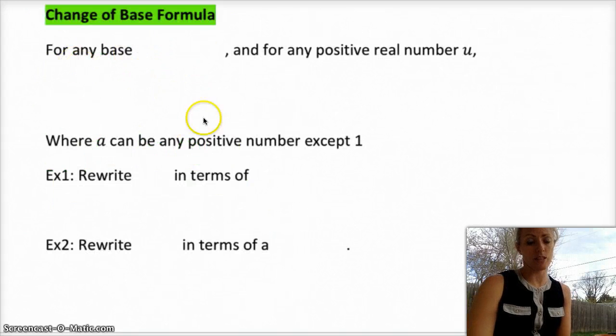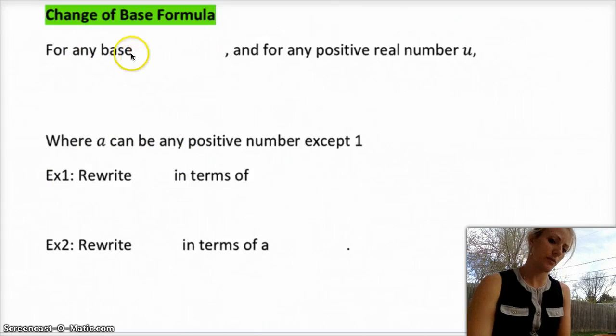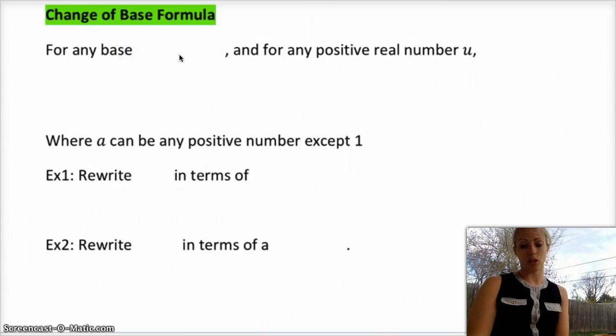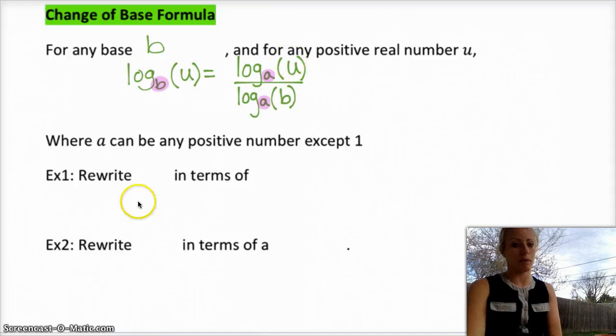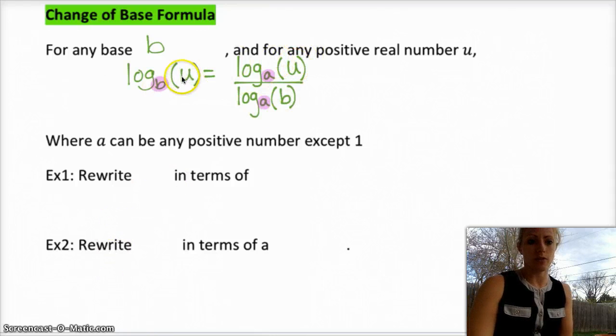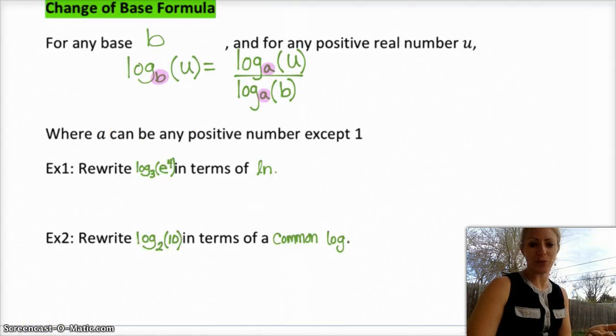Okay, last thing is the change of base formula. So the change of base formula basically allows you to take a log from, for example, base 2 and change it to log base 10 or whatever. So notice that I have log base b of u changes to log base a of u, so of the stuff on the inside, over log base a of b, the original base, where a can be any base you choose. Okay, go ahead, try those two. And there you have it.